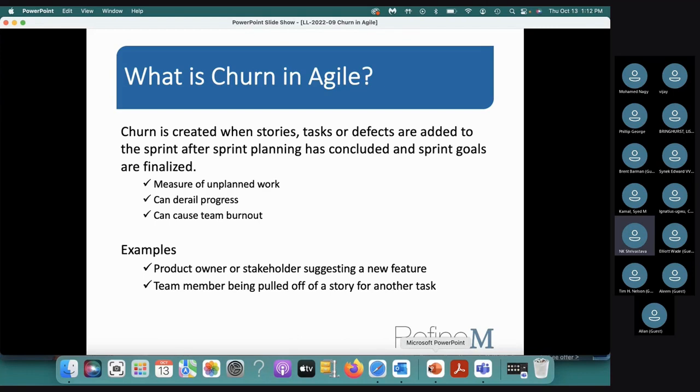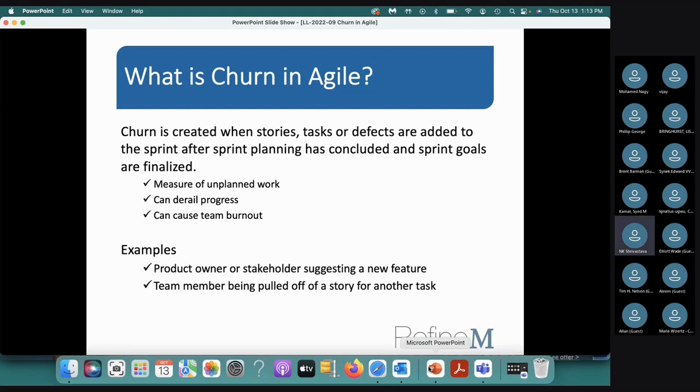So it is basically a measure of unplanned or ad hoc work. So if I say that, do you experience unplanned and ad hoc work in your teams? Probably most of you will say yes. I have not seen any team yet that will say that they don't experience this. So almost every team will have churn, unless it's a very highly matured and fully empowered team. Okay. So anytime you add a story, task, or defect to your planned work, a churn is created. Okay.